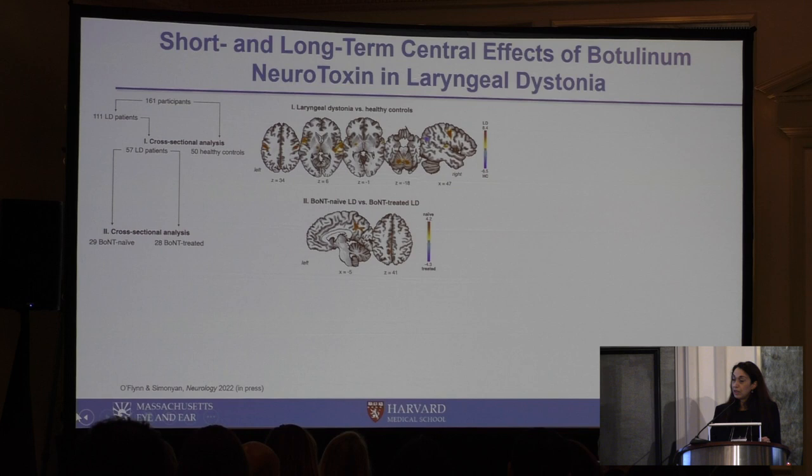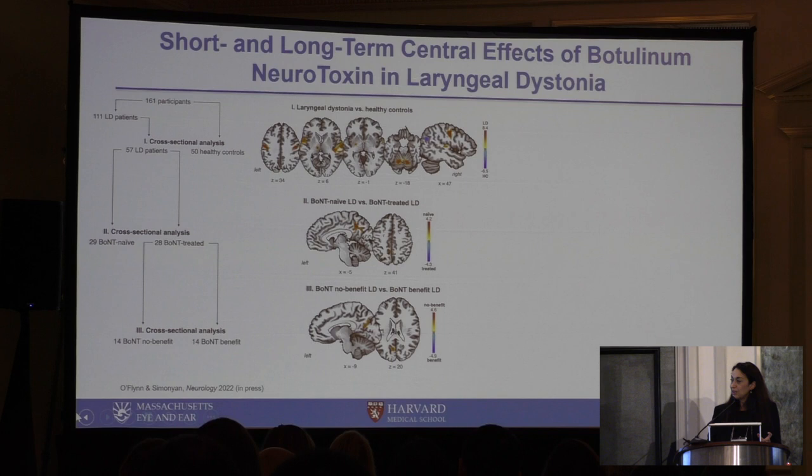And interestingly, there was one region in the superior parietal lobe, precuneus area, where we saw that naive patients had still preserved more activity than treated patients. Looking into benefited and not benefited patients, interestingly, this area was again active in those patients who benefited from treatment. So we concluded that left precuneus may be a site of short-term toxin central effects. These are all patients that were studied at the end of their injection cycle.